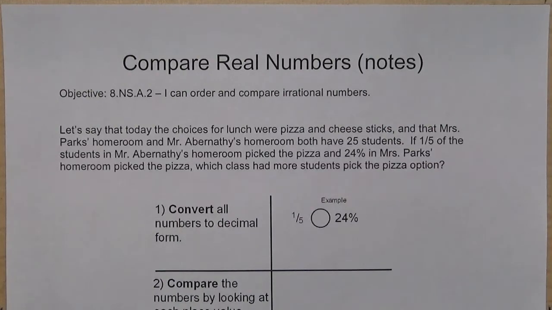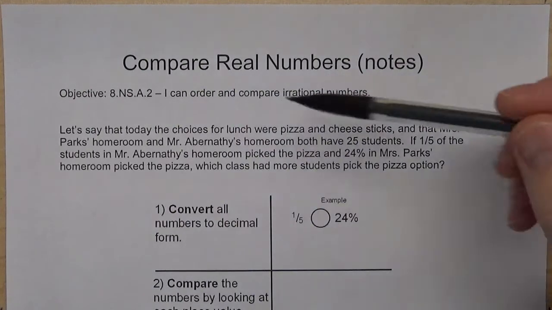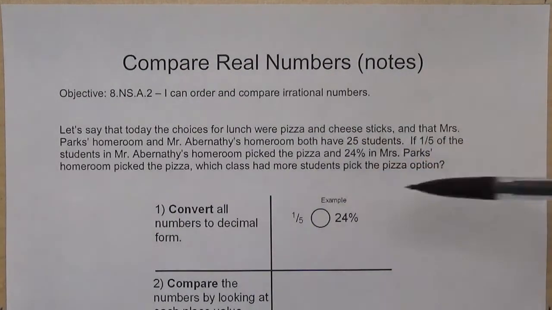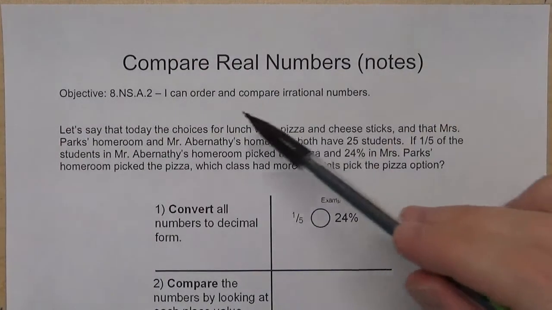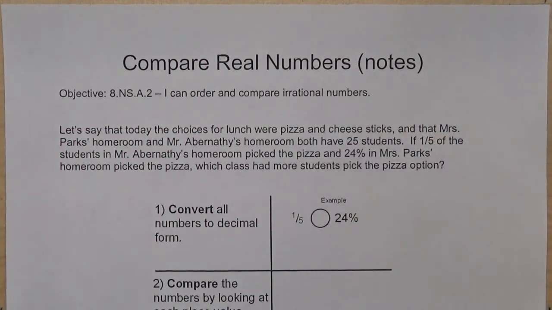Today we're looking at real numbers again, and today we're going to be comparing them. I've already looked at how to find them on a number line, but the objective today is I can order and compare irrational numbers. We'll be working with ordering them later, but today we're specifically looking at comparing them. Which one's greater, which one's less, maybe even are they just equal.